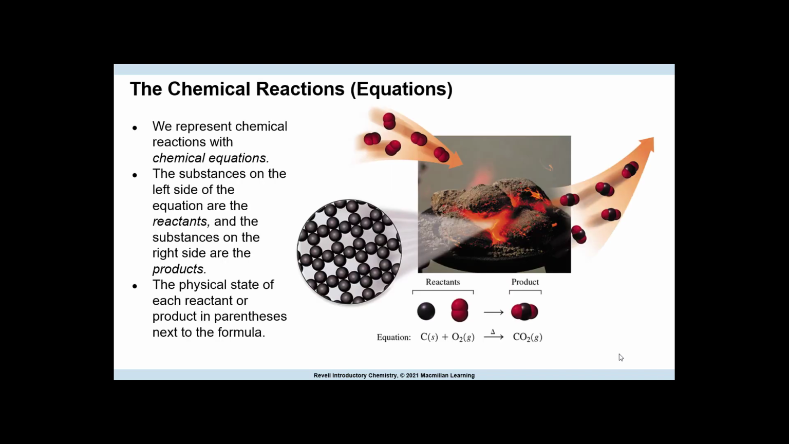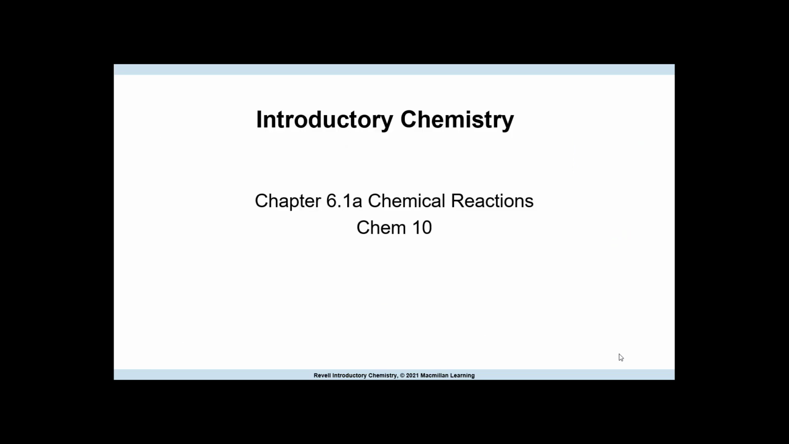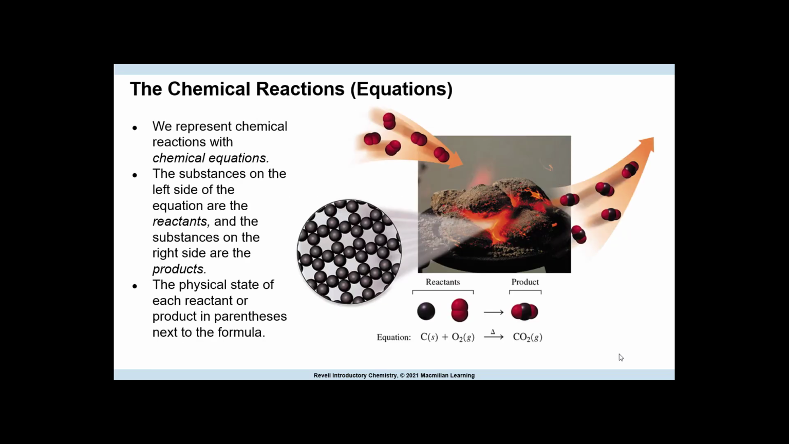So let's get started. Okay, so we're going to be looking at chemical equations, chemical reactions. Your chapter is called chemical reactions, but it's also chemical equations. When we represent chemical reactions, we use chemical equations. The substances on the left side of the equation are known as the reactants or starting material, and the substances on the right side are the products, what has been produced from the reactants when they combined. There's a physical state for each reactant that is in parentheses in the subscript. We will cover that later. We're going to go step by step on how to understand balancing chemical equations.